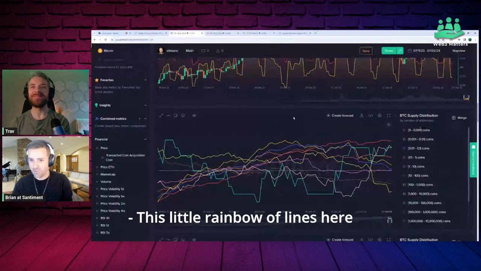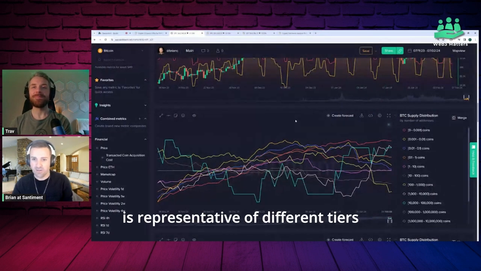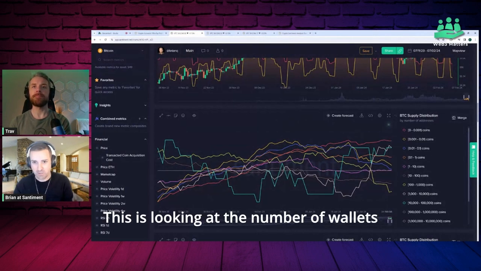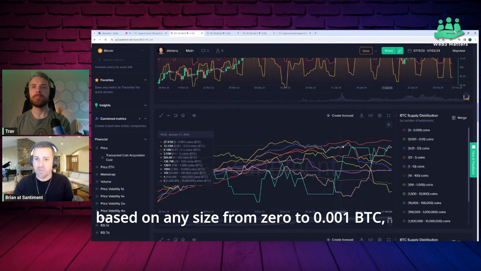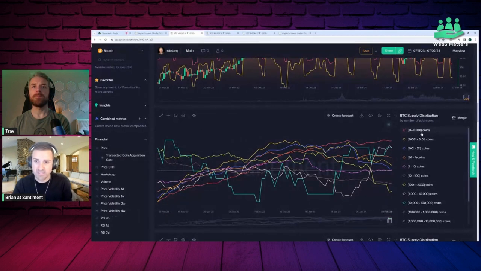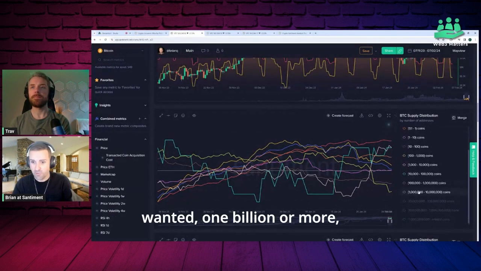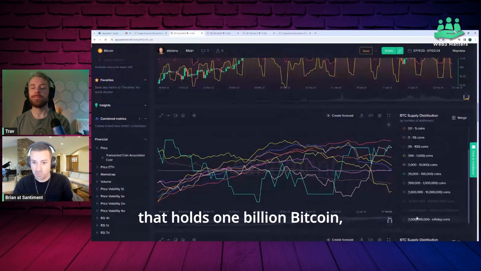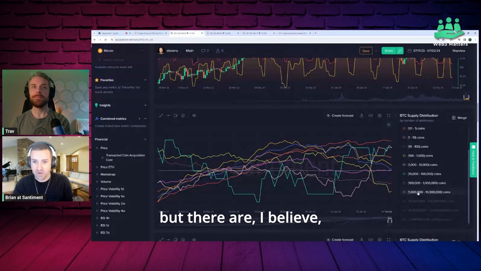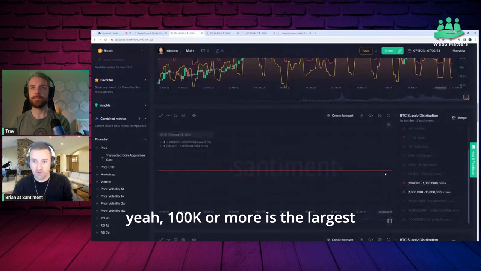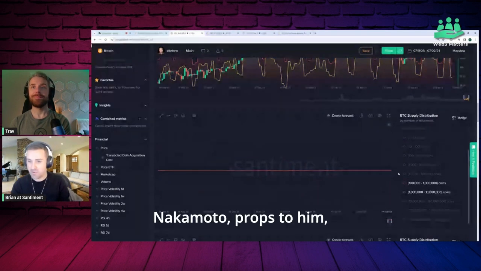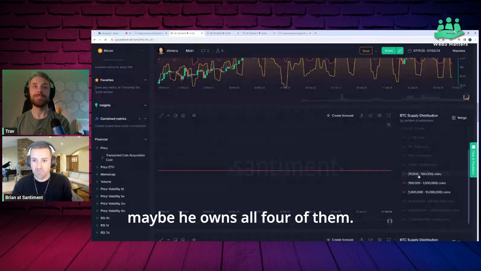This little rainbow of lines here is representative of different tiers depending on the size of wallets over time. This is looking at the number of wallets based on any size from 0 to 0.001 BTC, all the way up to, if you wanted, 1 billion or more, which of course there's no address that holds 1 billion Bitcoin, but there are, I believe, 100K or more is the largest. And there are four of those wallets out there. Nakamoto, you know, props to him. Maybe he owns all four of them.